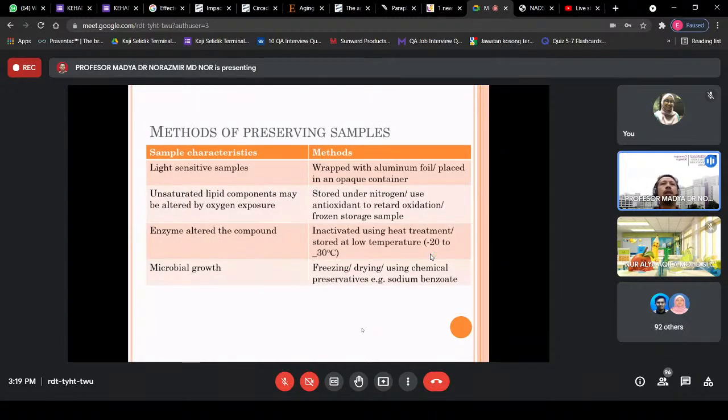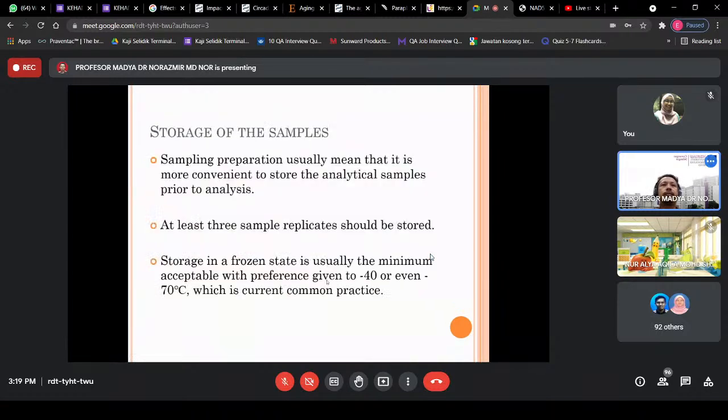This is a summary of the method to preserve the sample. If it is a light sensitive sample, we wrap it with aluminum foil or place it in an opaque container. For unsaturated lipid, we store under nitrogen. For enzyme altered compound, it is inactivated using heat treatment, microbial growth, freezing, drying, like what we have learned before in food microbiology subject.